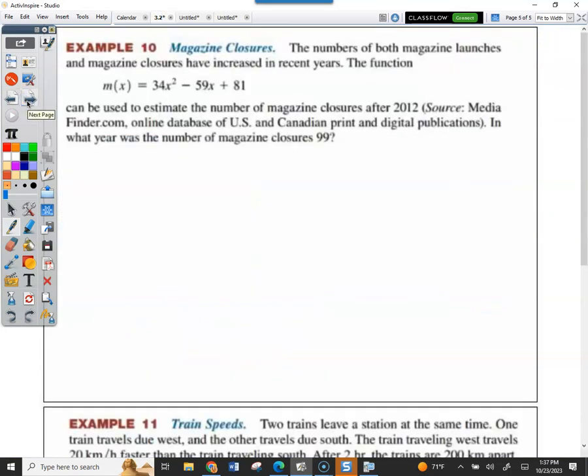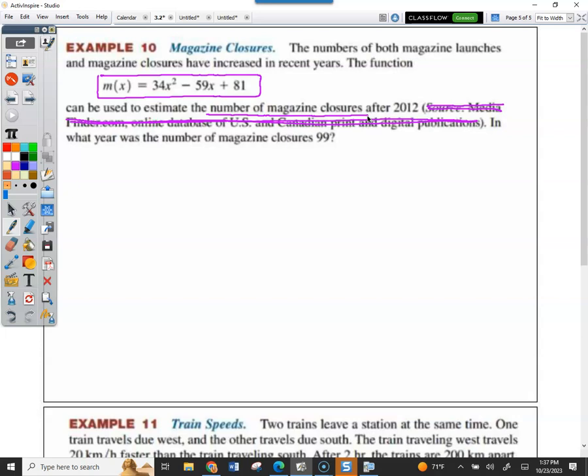This sounds like a lot of excess words. First of all, I'm going to box this in because that's my function. I'm going to mark out who told me these numbers because I don't care about the source. I believe you. Then I'm going to make note of what my letters mean. The function m of x can be used to estimate the number of magazine closures. This function represents the number of magazine closures.